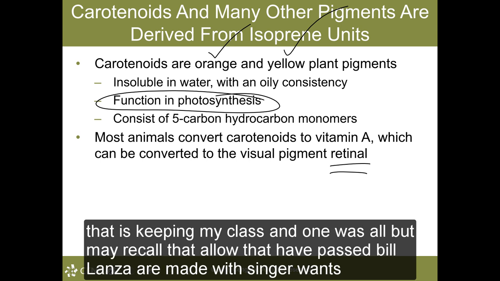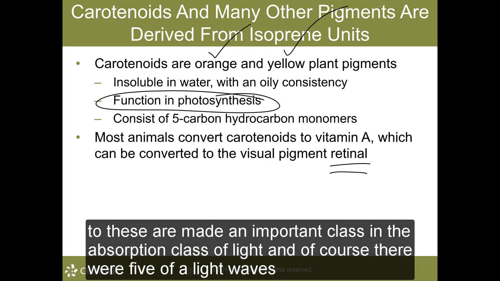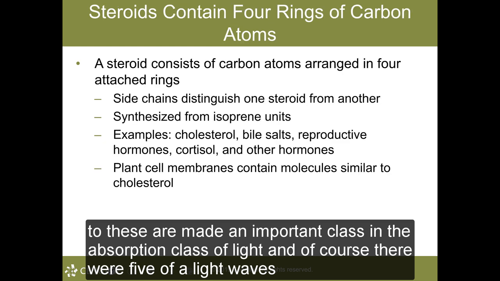So just keep in mind that the carotenoids, along with vitamin A and retinol, all have that pattern of double bonds that alternate with single bonds. So these are majorly important in the absorption of light. And, of course, the reflecting of other light waves.